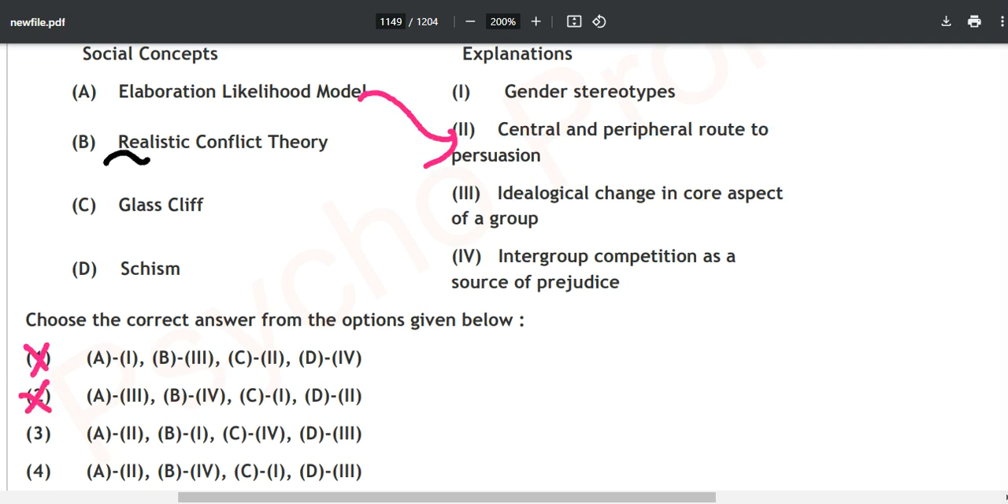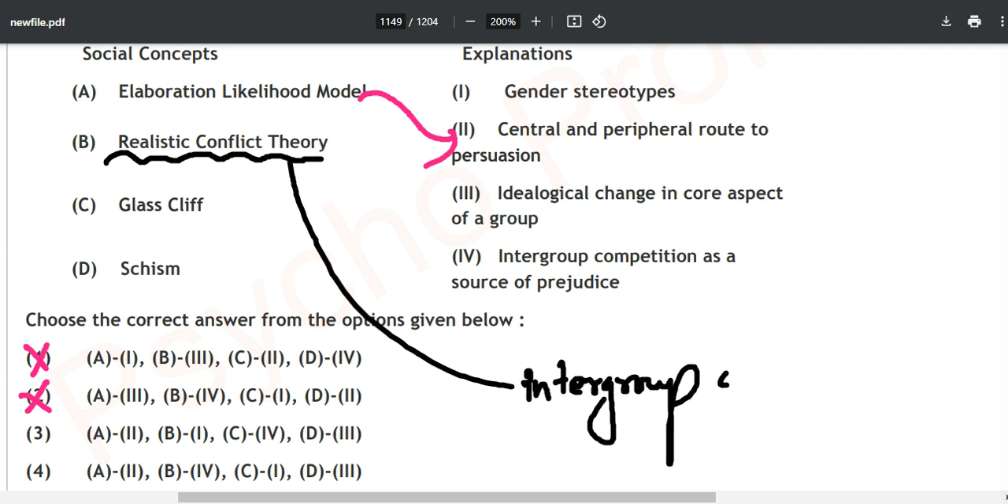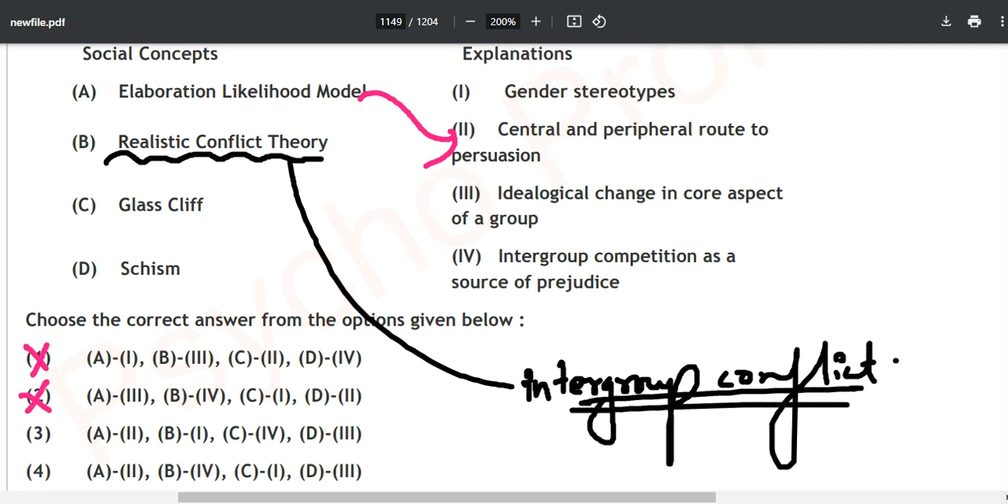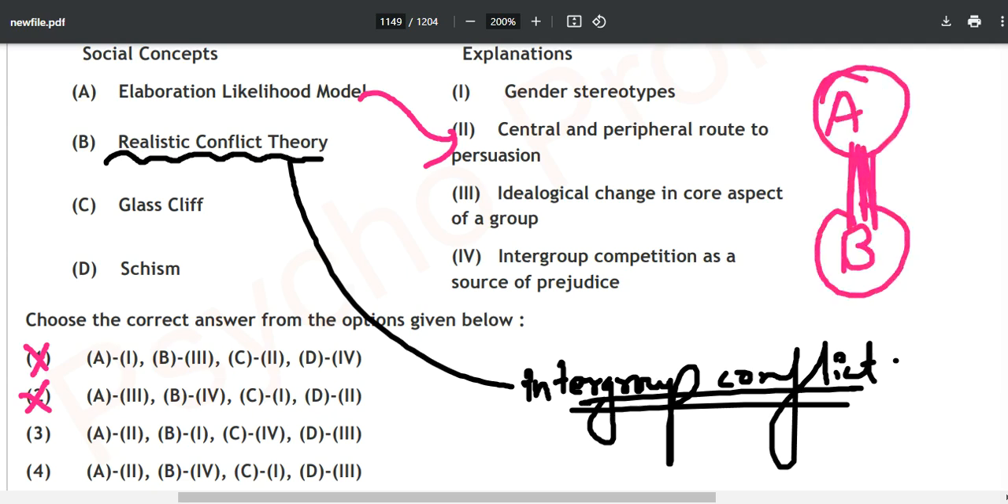Now, realistic conflict theory. What is this? This is your theory for intergroup conflict. Let's suppose you are having two groups, A group and B group. You want to have conflict between them, and then we will talk about this realistic conflict theory.